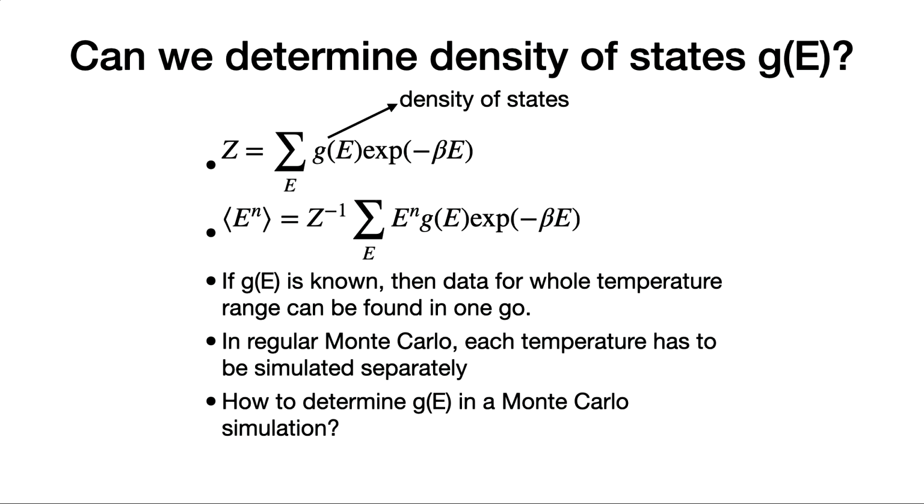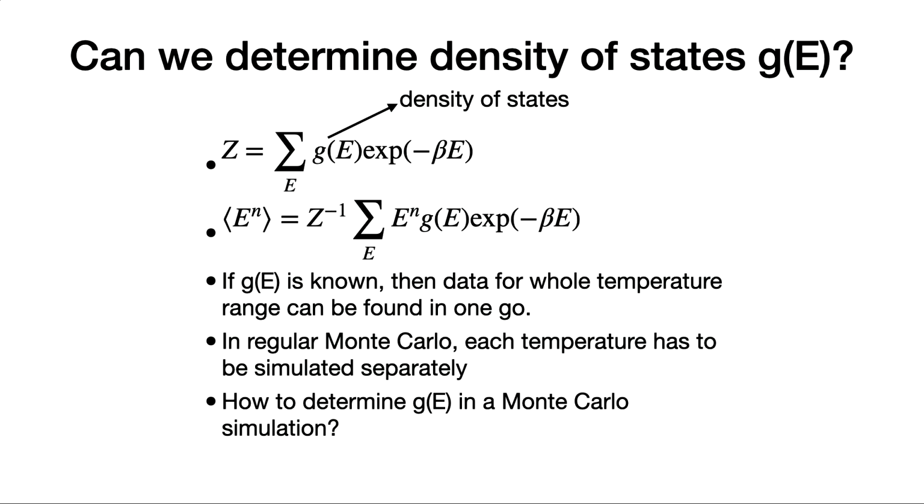So we come back to the partition function. The partition function Z is the sum over all configurations of e to the minus beta E, but I can rewrite it as a sum over energies E of G of E times e to the minus beta E, where G of E I will call the density of states, or the number of states belonging to energy E.